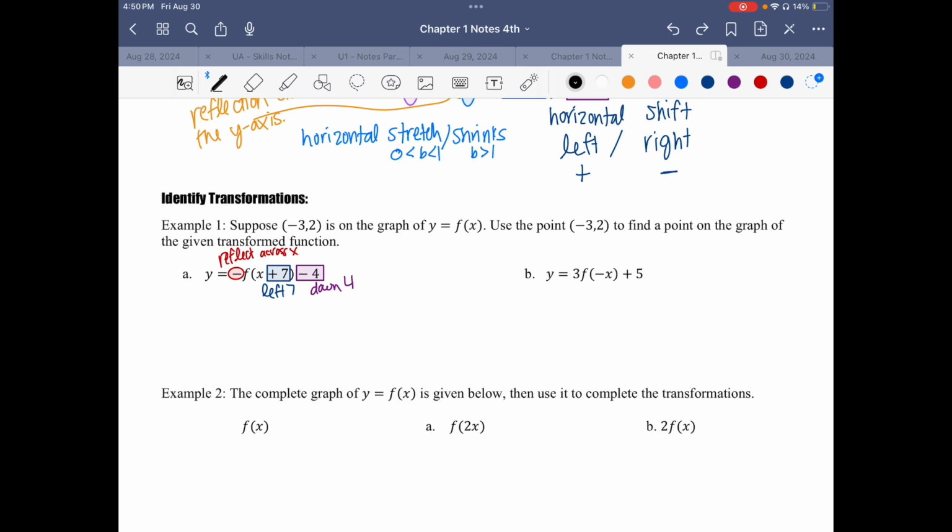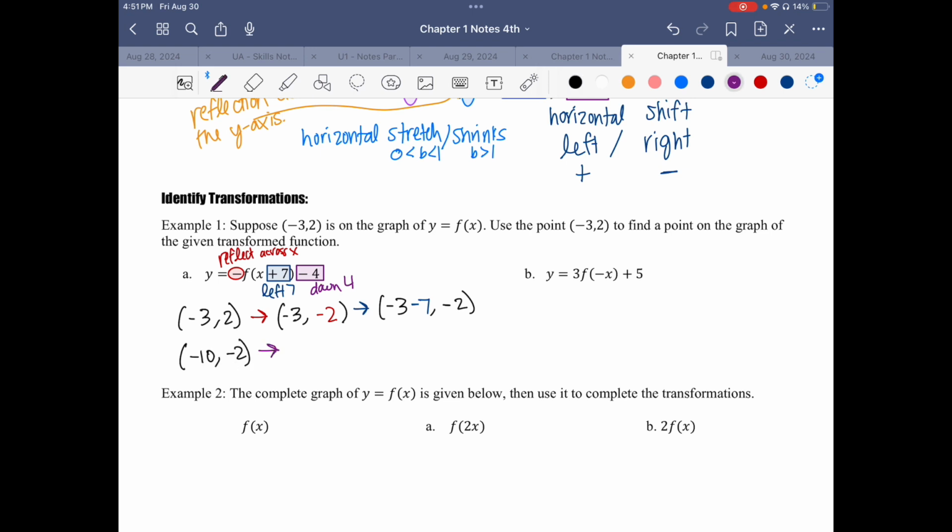So we can think about it this way: if we start at negative 3, 2, and we reflect it across the x-axis, then our x will stay the same, but our y will become negative. Then if we move it left 7, that is going to affect our x value by making it smaller by 7, but our y value will be unaffected. So this becomes negative 10, negative 2.